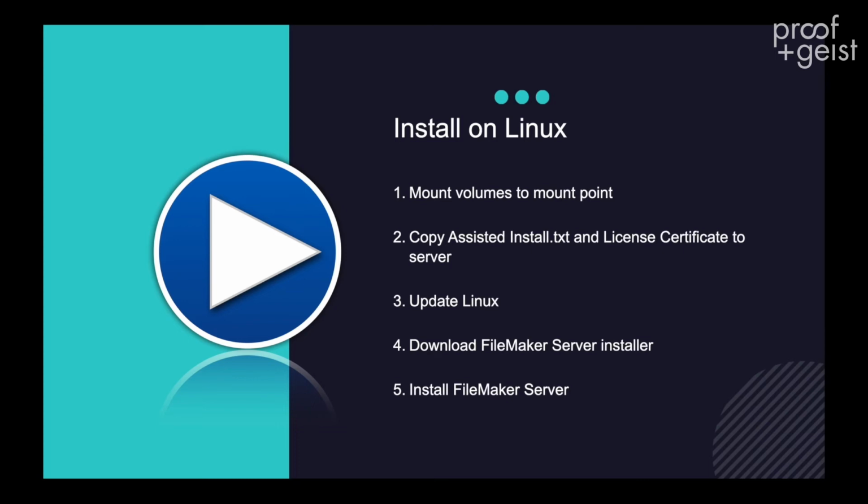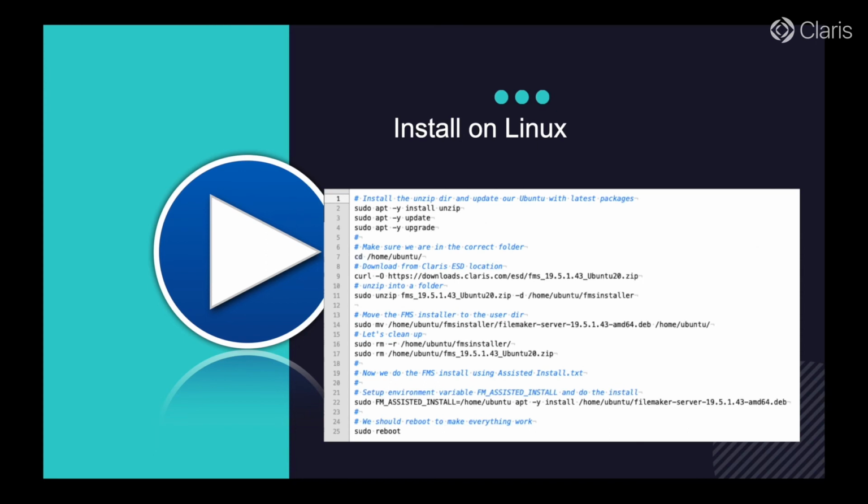So we mount that, and then we copy the assisted install text file, which is just to make the installation on Linux more handy, and then the license certificate as well, which is not really needed, but it makes the installation a little bit smoother. Then after you have fired up an instance of Linux, you should update it. Then we download the FileMaker Server installer, and then we install the FileMaker Server. And I have the commands here that I'm using in the video.